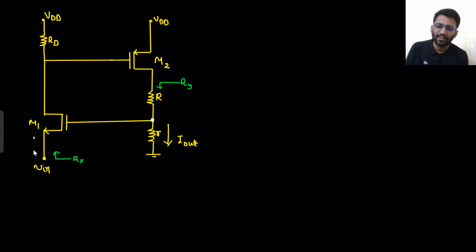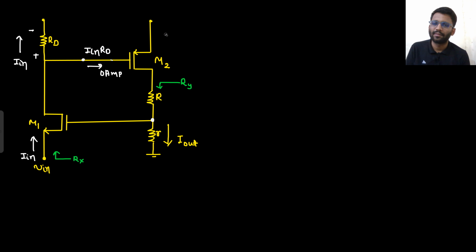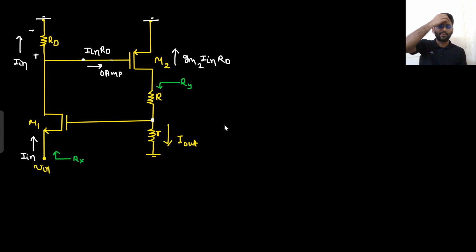For the Rx value, I need to get I in current here. Now this I in current will be flowing completely here because there will be 0 ampere current here. This I in current is flowing here in this direction. So what will this drop be? This drop will be I in into RD. So what will be the current in the upward direction? The current in the upward direction would be GM2 I in into RD, right? Now this current would be the same here. Let's just forget I in, I out.